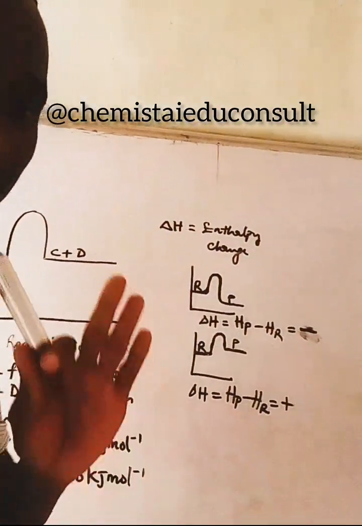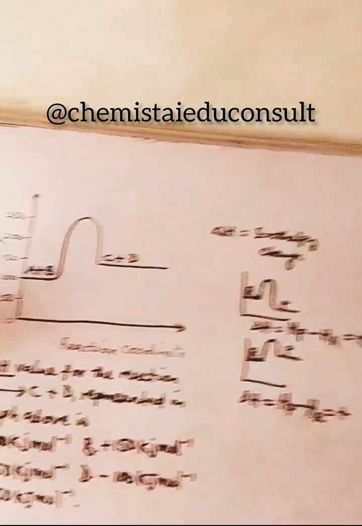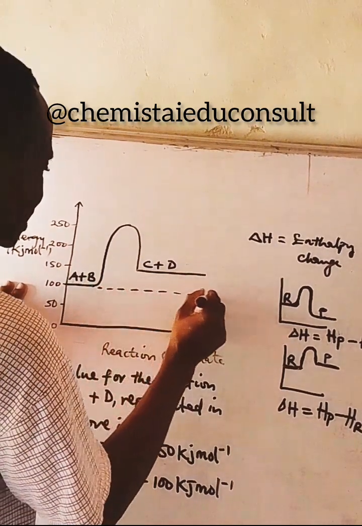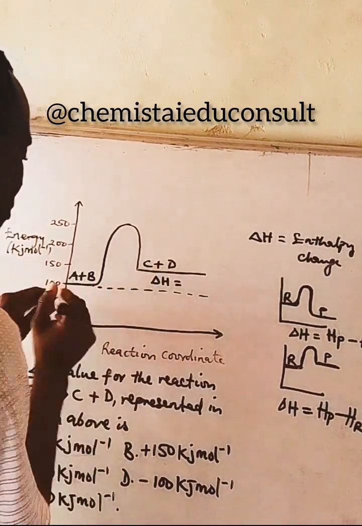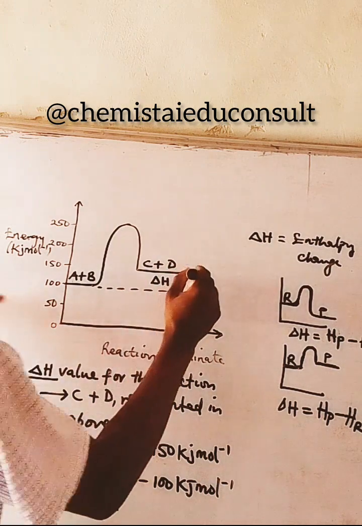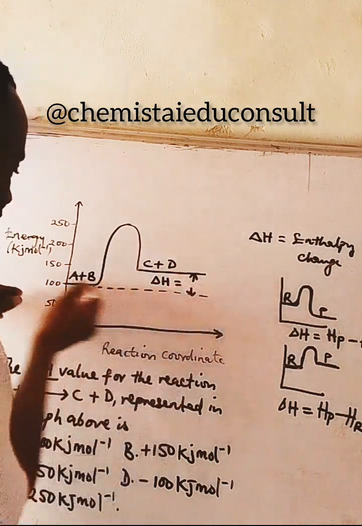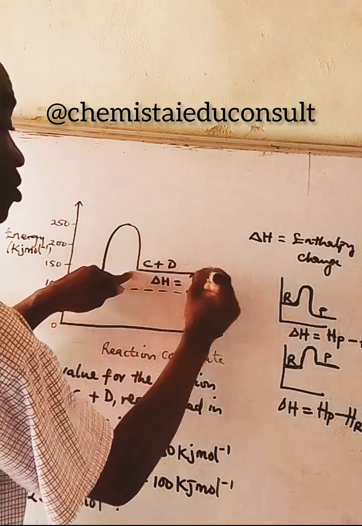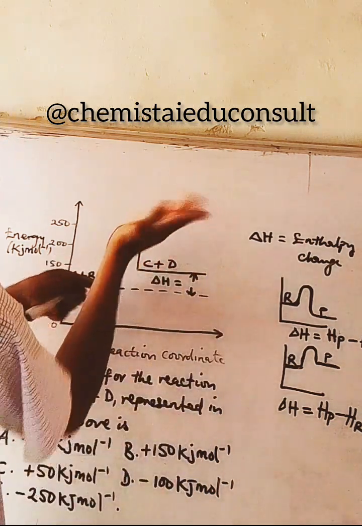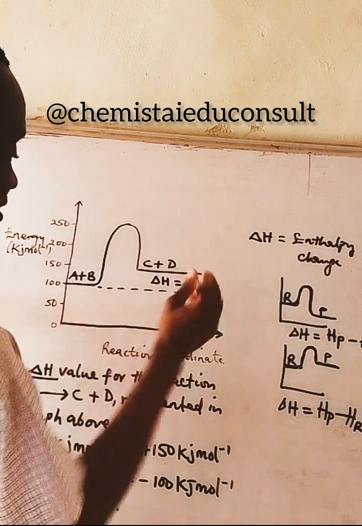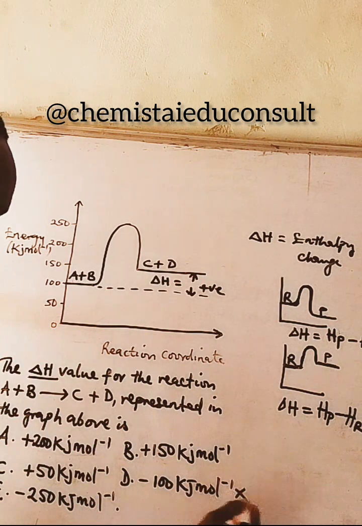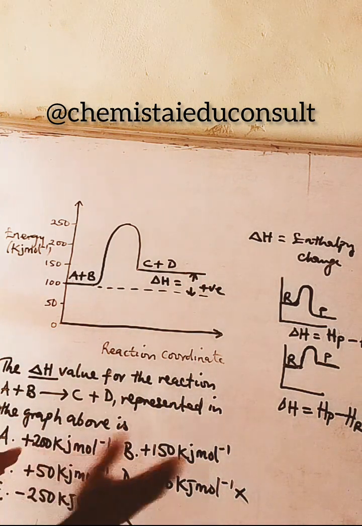So, having known this, we now come back to the question and ask ourselves, the heat change, is it positive or negative? Look at it. It's from here to here. This is the heat of the reactant. And this is the heat of the product. Now, the heat of the product is higher than the heat of the reactant. Therefore, it's going to be positive. Therefore, the answer must be positive. Those ones having negative sign should be annulled. And we focus on this positive.